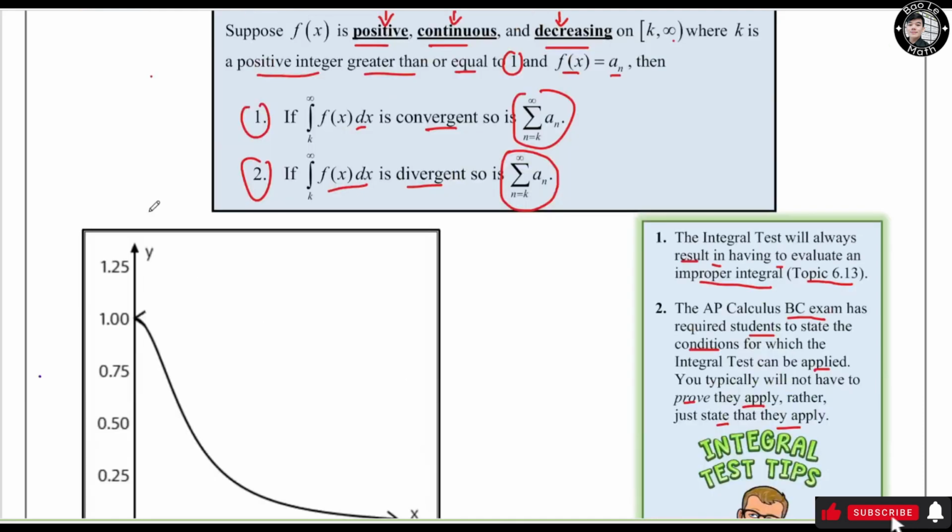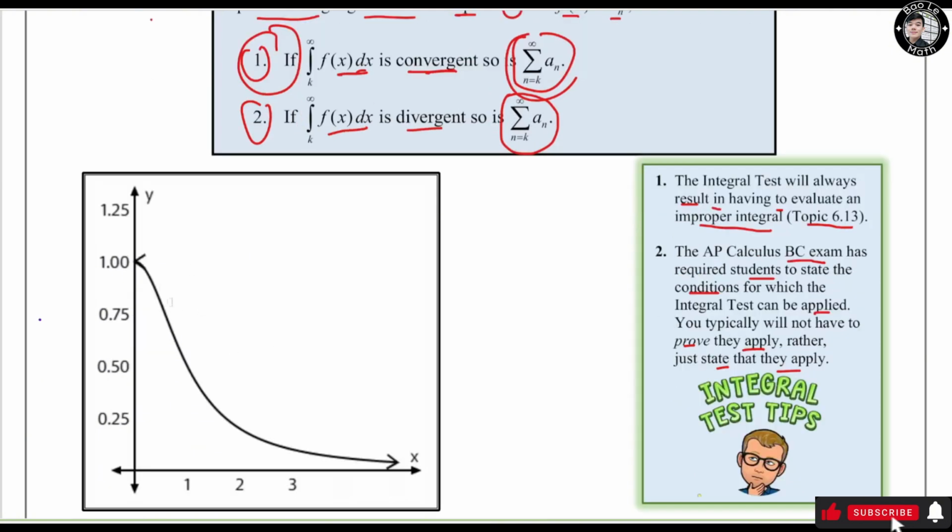Alright. Now I'm going to prove the first one. If the integral from k to infinity of f(x) dx is convergent, so is the series. Now look at this function right here: it's decreasing, it's continuous, and it's positive because it's above the x-axis. Now I'm going to use the right endpoint Riemann sum.